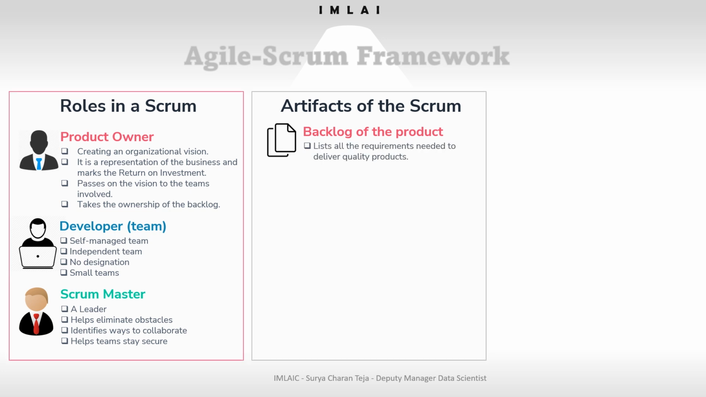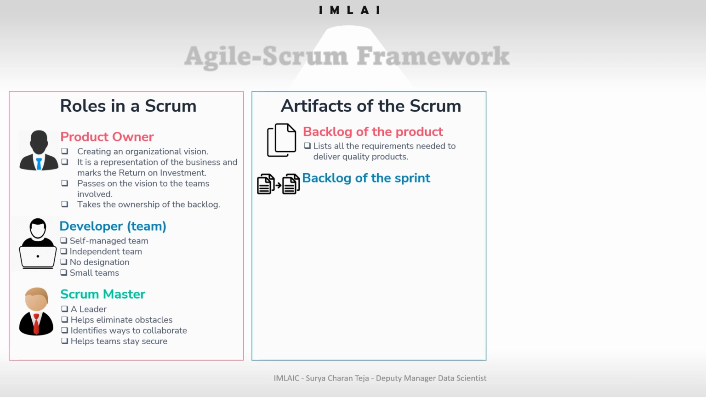So, what is the product backlog? The product backlog lists all the requirements needed to deliver a product, basically a quality product, and it evolves as per the market needs. It is updated continuously. I think you're getting my point. If the customer comes up with new requirements, then those requirements should also be added to the product backlog. That's why I say the product backlog evolves as per the market needs. It should be updated continuously. Fantastic. So now what is next?